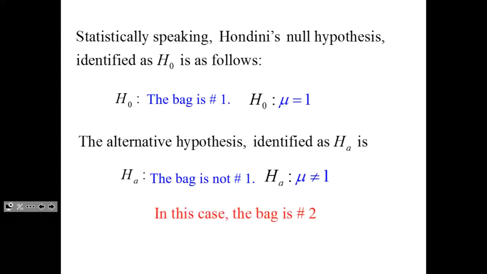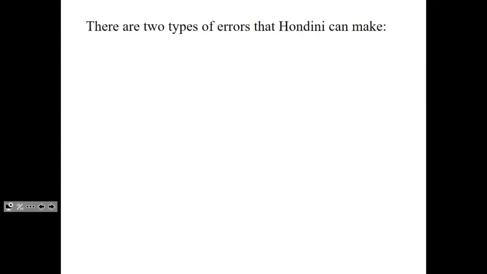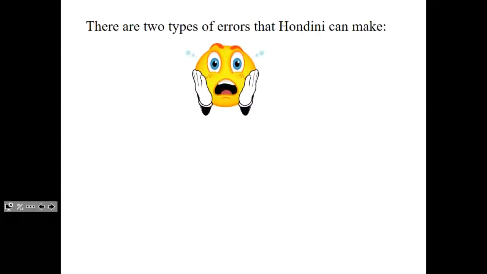Now, in this case, it turns out he has bag number 2. So there are 2 types of errors he can make.